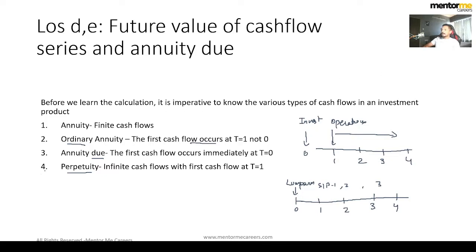However, sometimes as a concept, this is still discussed in the CFA syllabus, and it's actually true. It's good to discuss that it might so happen in some products or some cases that you have the first cash flow out here itself. So instead of the first cash flow happening at 1, it is now happening at 0, which is nothing but due. So that's the concept of due, that the first cash flow unnaturally happens at 0 instead of 1.